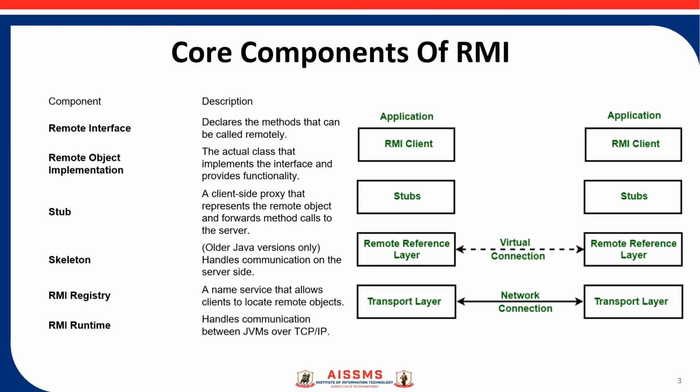The skeleton resides on the server side and receives these calls, unpacks the data, and forwards the request to the actual implementation. RMI registry. This is like a phone directory where the server starts. It registers its remote object with a specific name in the RMI registry. The client then looks up that name to obtain the reference to the remote object.